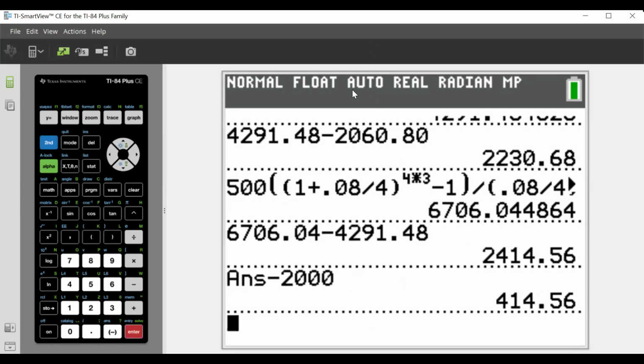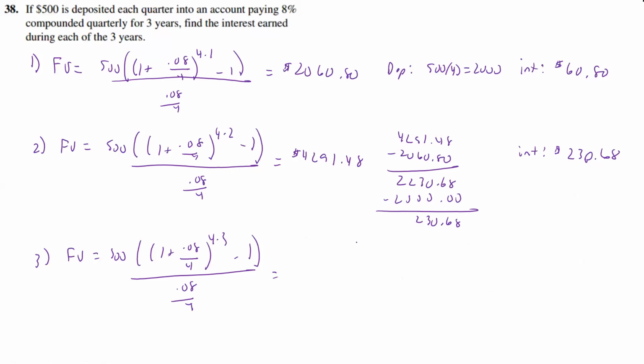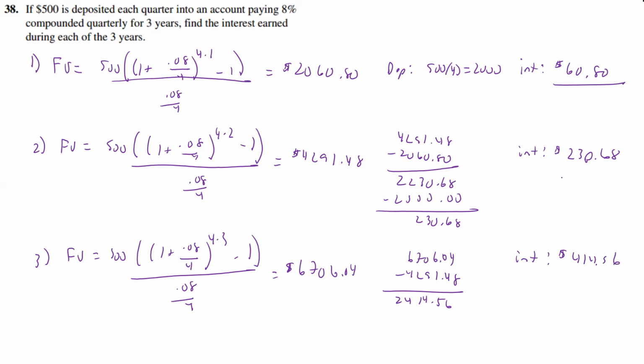So going back here. All right, so this one was 6706.04. Then we took 6706.04 minus 4291.48, and we got the 2414.56. So then interest is going to be 414.56. All right. So interest earned the first year, interest earned the second year, and interest earned the third year.